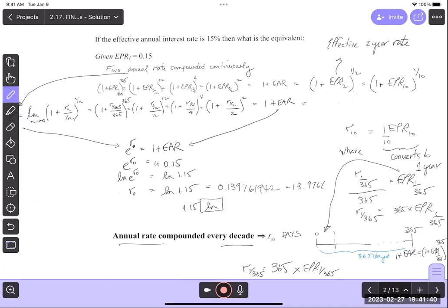So to extend this set of formulas, this would actually be 2 times R2 to the 1/2. And this would be 1 plus 10 times R10 to the 1/10. So if you get used to the pattern, you won't have trouble. But it's all in terms of a year. So that converts those rates into an annual rate. And every time, notice that because this is in terms of a year, I have to multiply it by 2 to get the effective rate over 2 years.